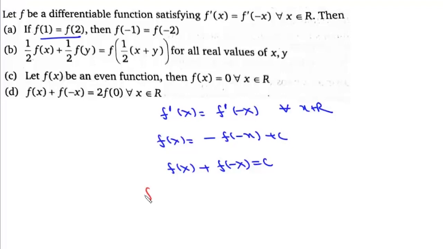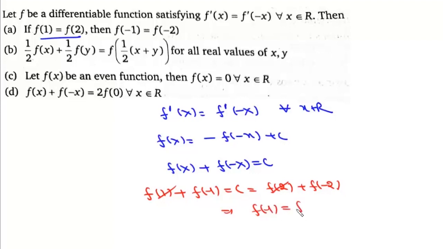Now if we put x as 1, we can write f1 plus f minus 1 is c, and it will also be equal to f2 plus f minus 2. Now if f1 equals f2, then clearly from here we can say f minus 1 must also be equal to f minus 2. That means this statement A is correct.